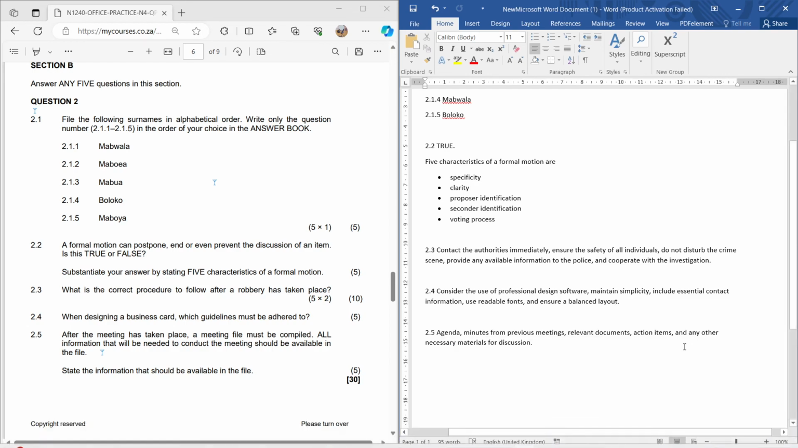And then you also have to have any other necessary materials for discussion. If maybe there are any exhibitions, any external inputs from meeting members, they need to be included in the meeting file, right? All of this needs to be used as reference for the next meeting.